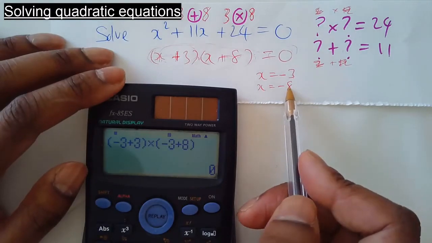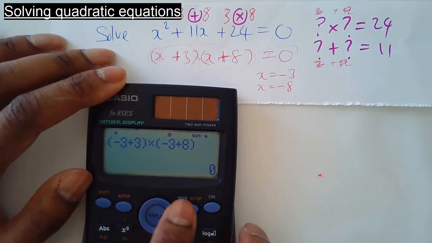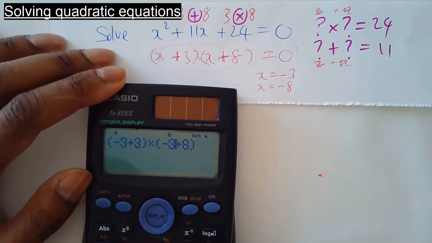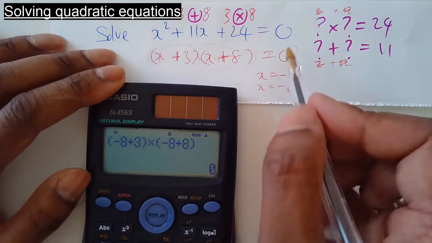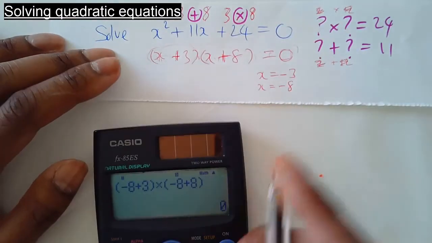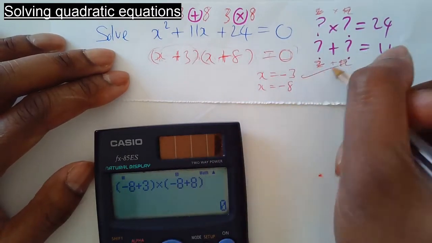And let's test at minus 8 now. Let's test out the minus 8 in here. So let's just go back and edit. Make that minus 8. Right, so now that gives you 0. So when you substitute any of those values, you get the right hand side as 0. So these are the correct answers.